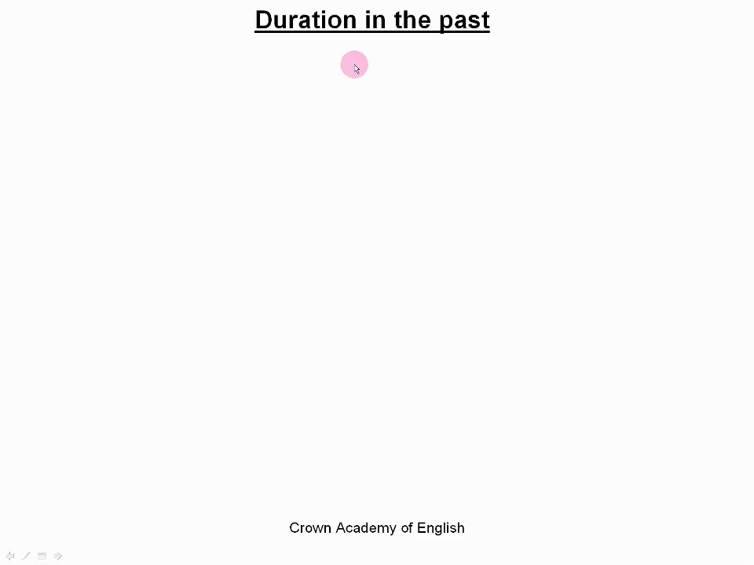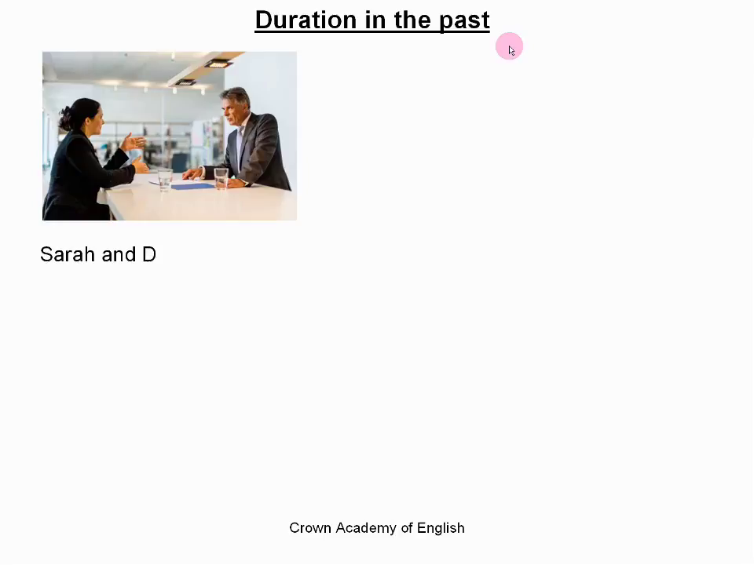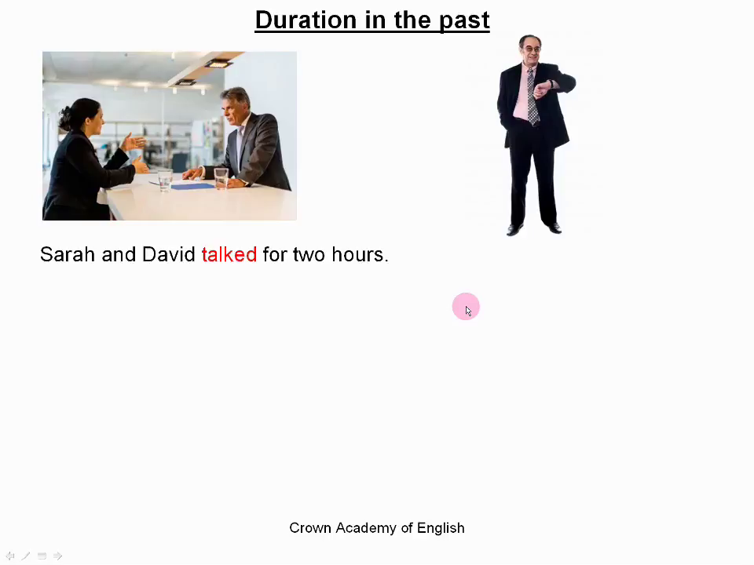And finally, we use past simple to describe a duration in the past, an action which lasts for a while. Sarah and David talked for 2 hours. Mark waited all morning. So again, in red, this is the past simple form, and here past simple. And again we have some time expressions. These are time expressions which describe a duration.